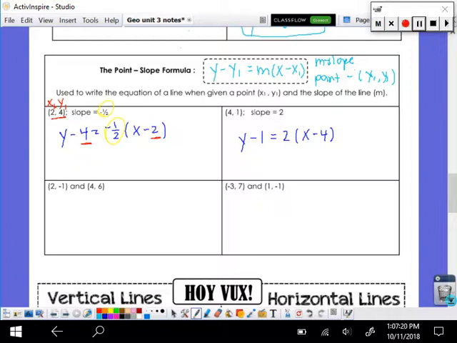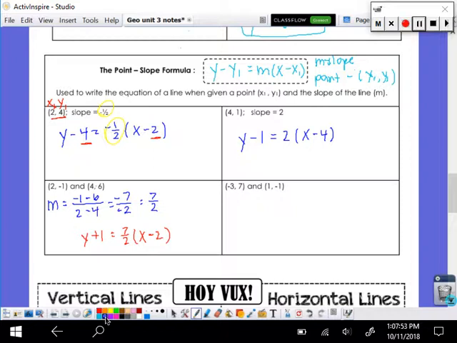Okay, these next two are a little bit more difficult only because you're not given the slope. We must find the slope first. Then you can choose either point you want. So my slope will be negative 1 minus 6 over 2 minus 4. That's negative 7 over negative 2, which gives us 7/2. So now pick either point to plug into our equation. I'm just going to use the first one. So y plus 1 equals 7/2 x minus 2.